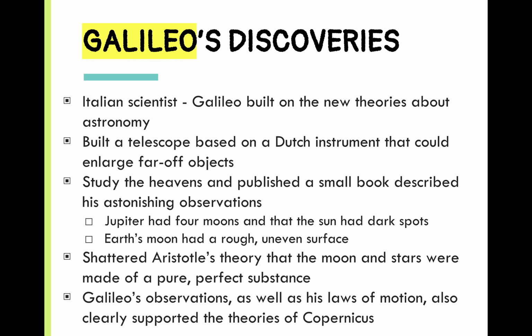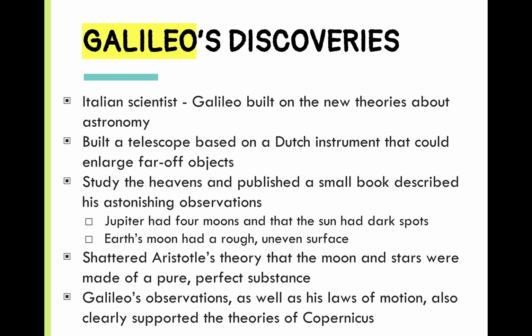Then we enter the scene here with Galileo, which a lot of you have heard of before. He's an Italian scientist, and he's going to do a lot of his discoveries through the use of a telescope. And it's very important to know that he did not invent the telescope. He's going to build his own telescope based on a Dutch instrument that could enlarge far off objects, okay? And he's going to study the heavens and publish a small book where he publishes his observations.